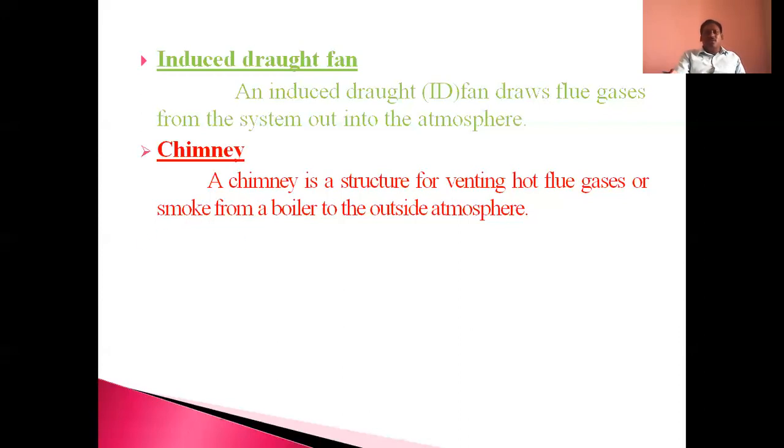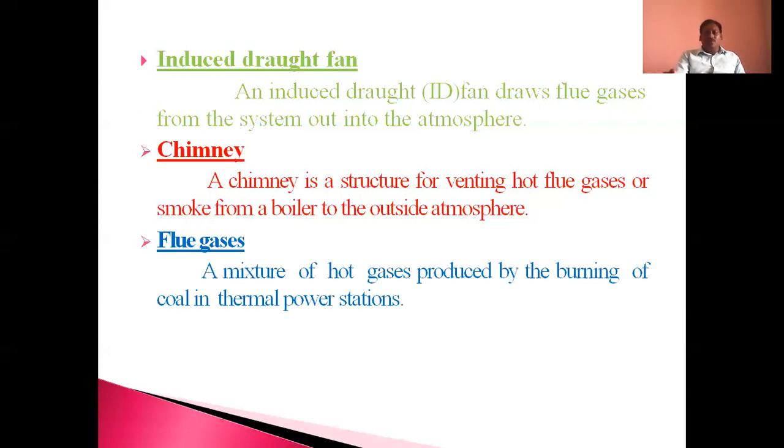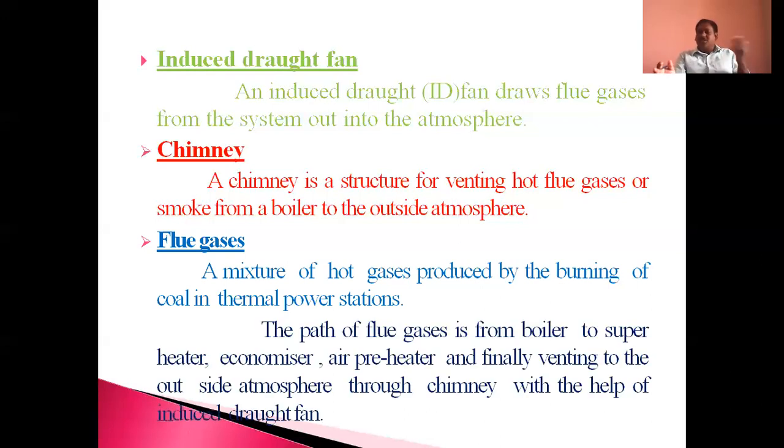So those are the functions of the induced draft fan and chimney. Flue gases means a mixture of hot gases, produced from the burning of coal in the thermal power station. That's why the thermal power station causes atmospheric pollution due to these hot gases from burning coal. And the path of flue gases we have already shown in the layout diagram: from the boiler to the superheater, through the economizer, through the air preheater, through the induced draft fan, and finally out to the atmosphere from the chimney.